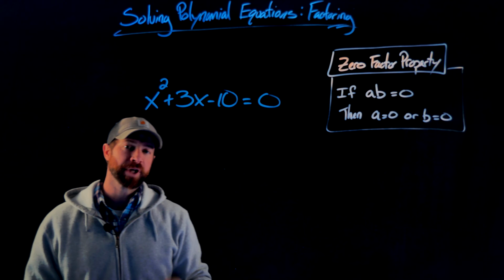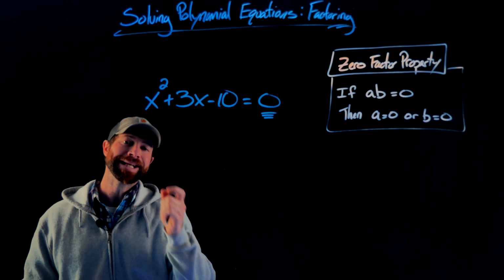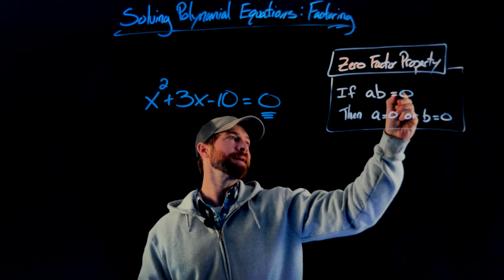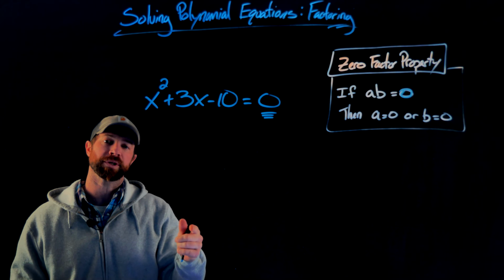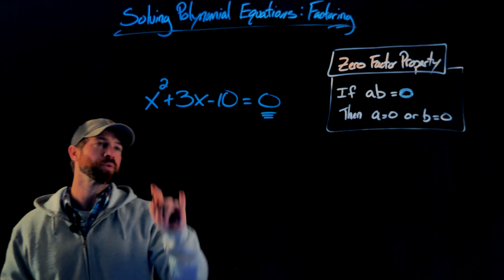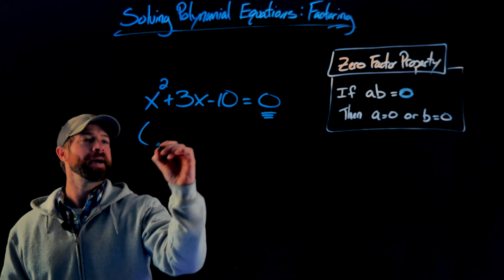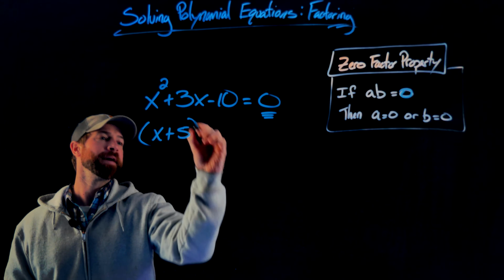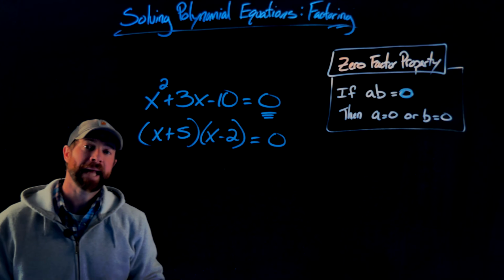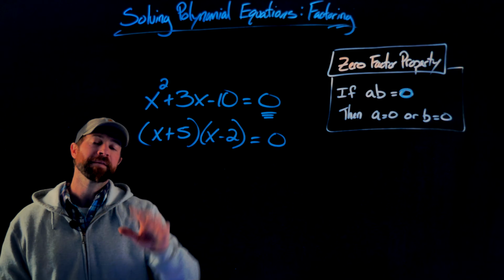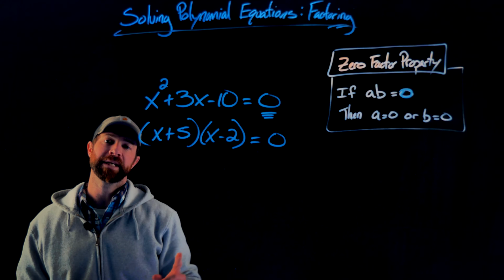So again, the steps are, we first have to have this set equal to 0. The reasoning is we want to use the zero factor property, which is the product of things being multiplied together to equal 0. Then what we need to do is write this expression in multiplied form or factored form. And we found that to be x plus 5 times x minus 2. And now the statement was, one of these at least needs to be equal to 0 for this multiplication to be equal to 0.